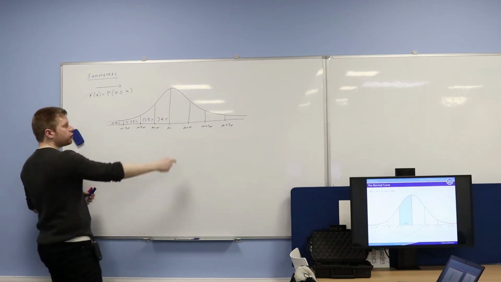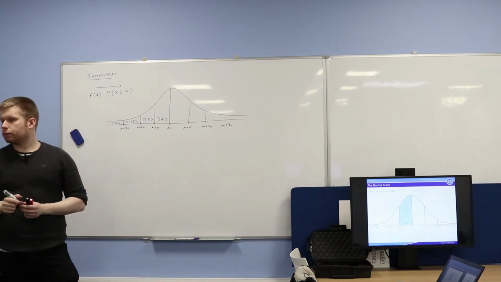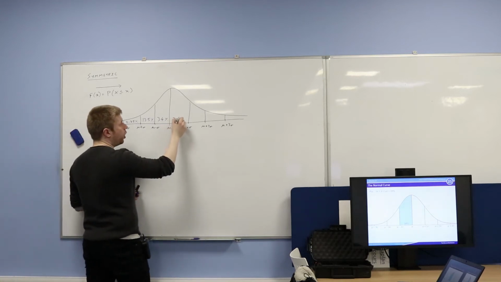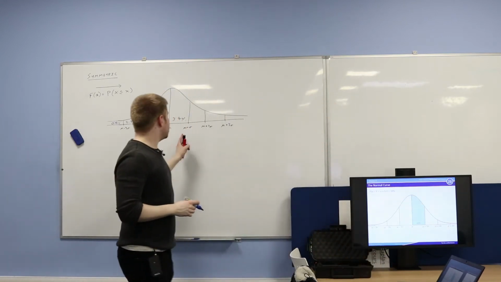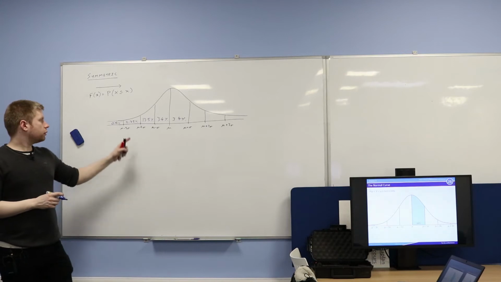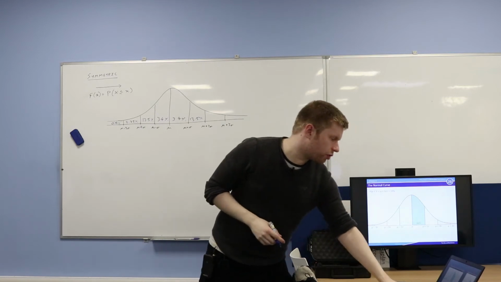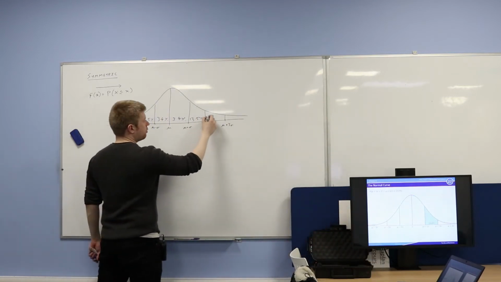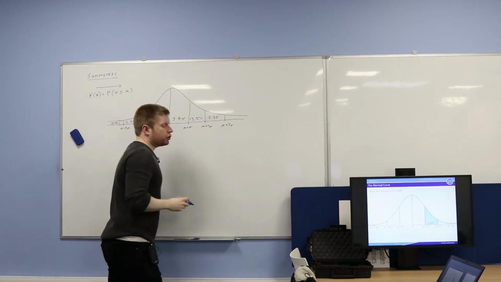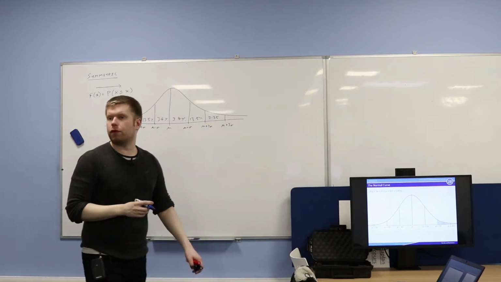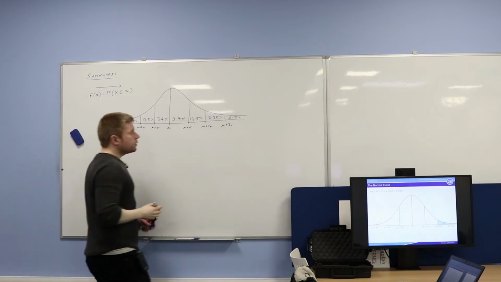How much of my data should lie between the mean and 1 standard deviation above the mean? Absolutely, because I know it's symmetric. And how much of my data should lie between 1 standard deviation and 2 standard deviations above the mean? 13.5%. How much between 2 and 3 standard deviations above the mean? 2.35. And how much should lie above 3 standard deviations above the mean? Absolutely. So does that make sense?